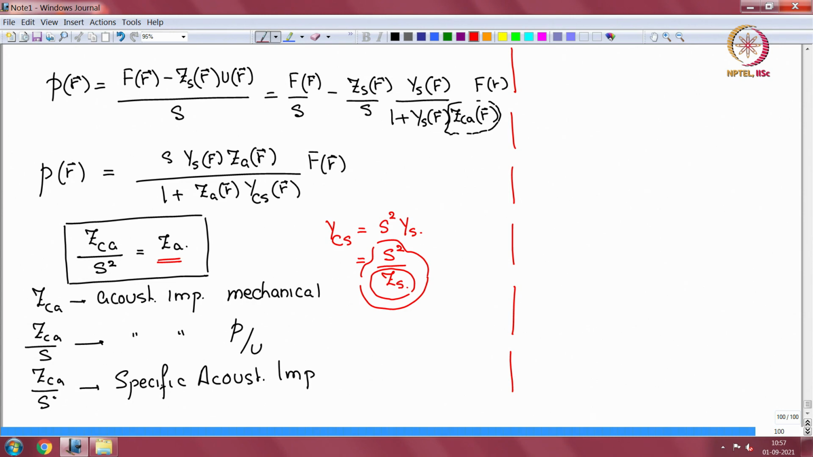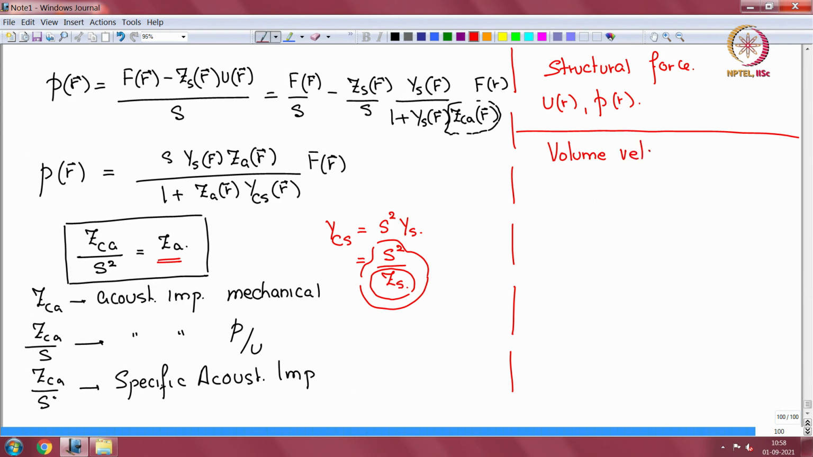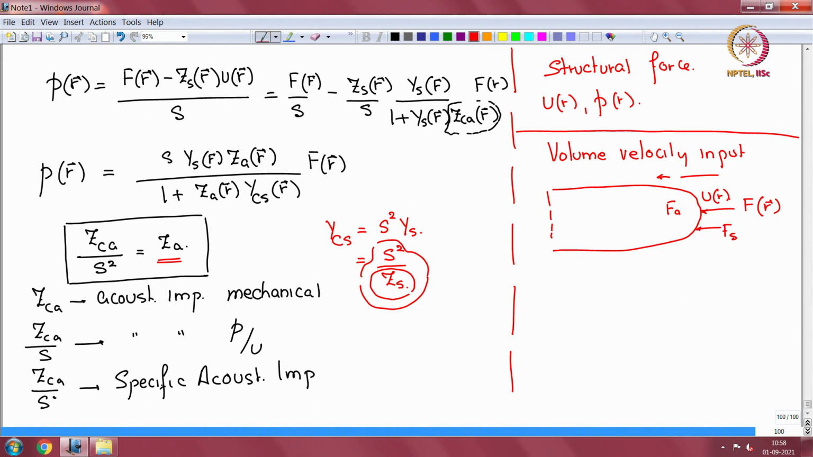Okay. So for a structural force applied, we have found the common velocity and the pressure inside the fluid. We have done that so far. Okay. Now, let's see what happens if there is a volume velocity input. If I draw the picture again, I have this domain, let me keep an opening. I applied a force, so this direction is positive. So there is a velocity in this direction. Okay. So this is taken up by F acoustic and F structure, and inside there is a pressure.